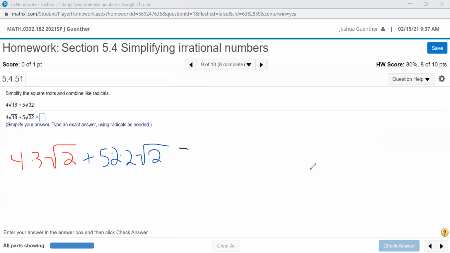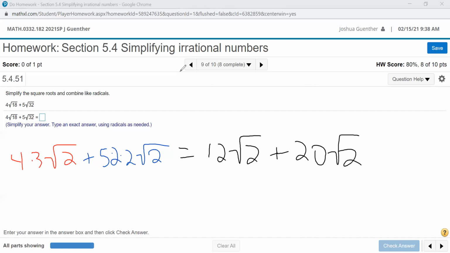And so what we end up with, 4 times 3 is 12. We have 12 square roots of 2 plus 5 times 2 is 10, times 2 again is 20. And then there's still the square root of 2 there, so we have 20 square roots of 2. And now you have 12 of an object plus 20 of that object. 12 plus 20 is 32. You're going to end up with 32 of that object, 32 square roots of 2.